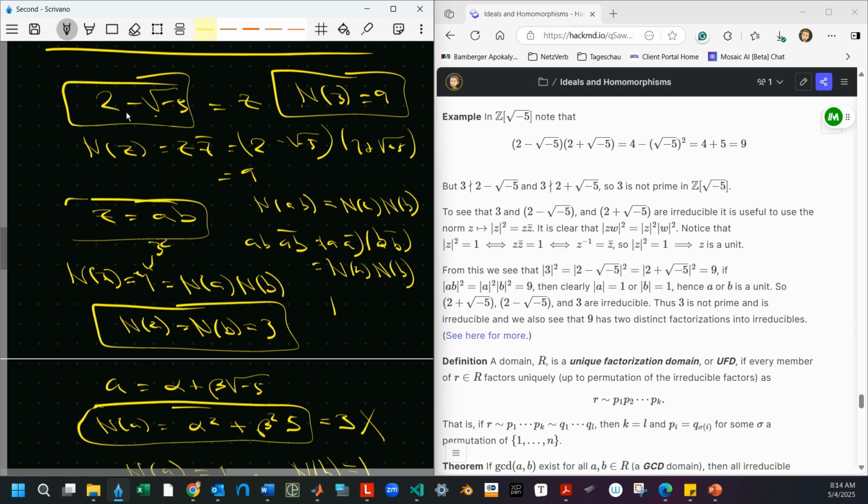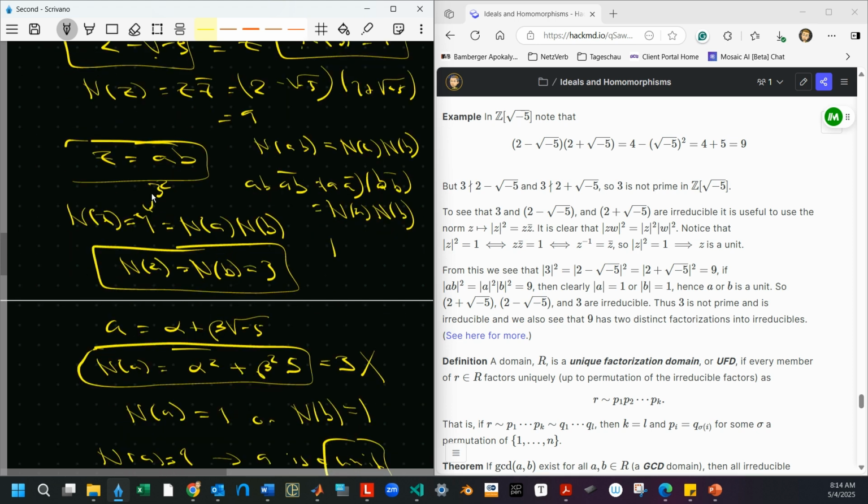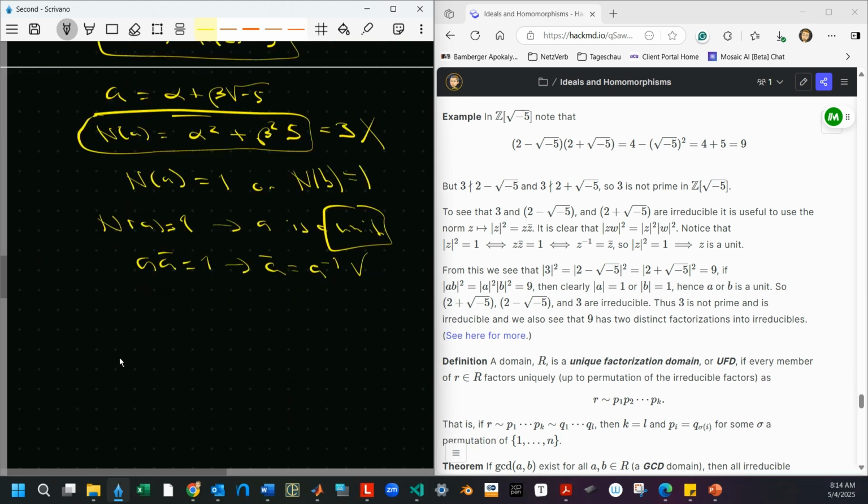And actually, we never used anything special about this. We just used the fact that its value here was 9. So the same argument works for 3. 3 also works.